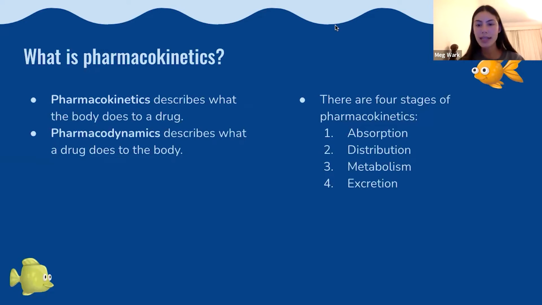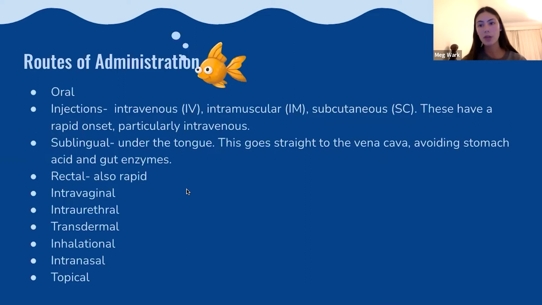We've got 4 different stages of pharmacokinetics. So absorption, distribution, metabolism, and excretion. And we're going to go into more detail into those 4 steps next. So routes of administration, this is before you even get to absorption. This is how the drug enters the body.